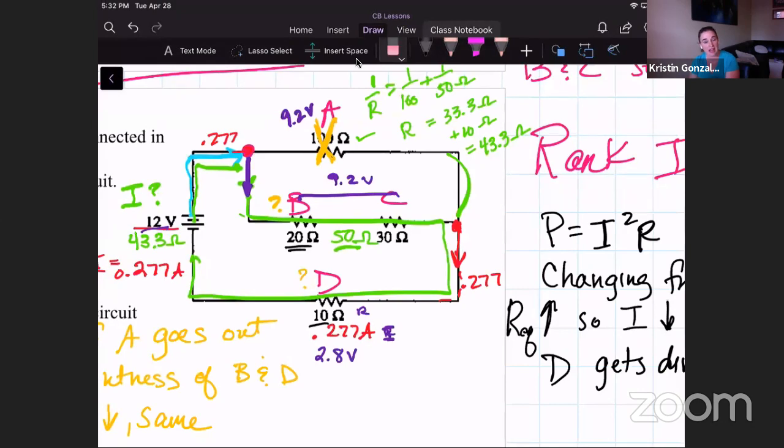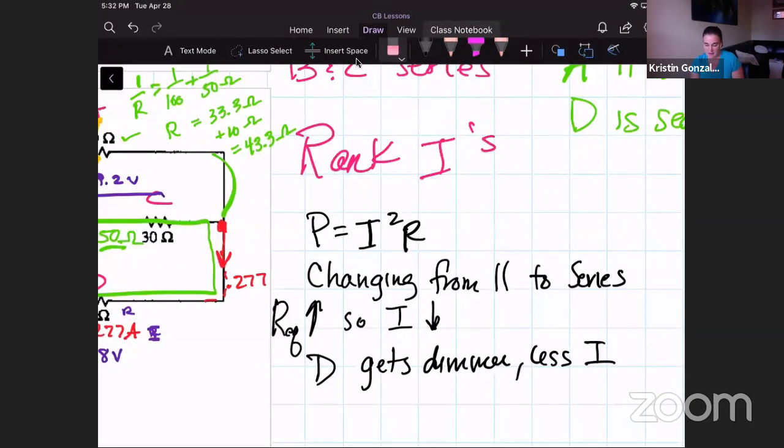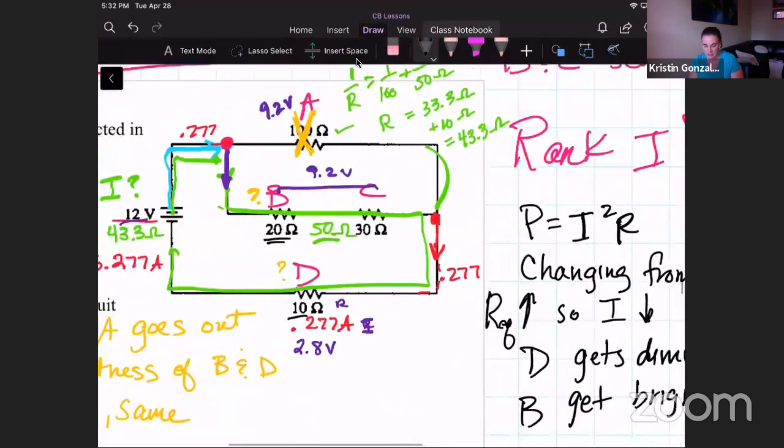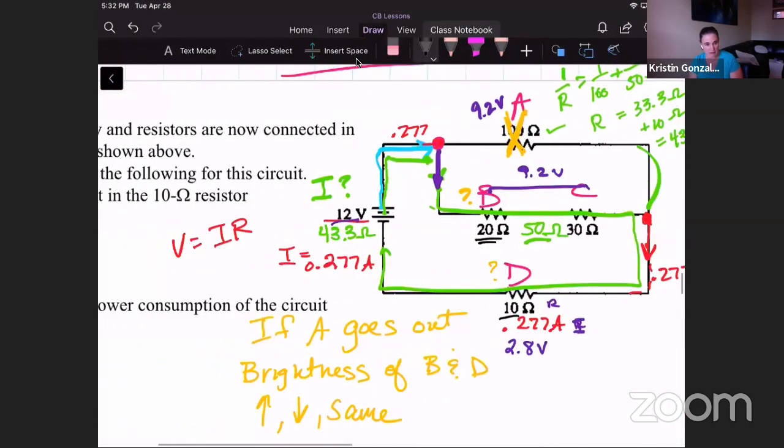So the current through B now is going to have to go up, because it doesn't have to share anymore with resistor A, right? So B now gets brighter, since it's now in series. And the current will increase through resistor B. Okay, so these are some predictions that are really good to be able to do: if one thing goes out, what happens to the other, and be able to explain why.